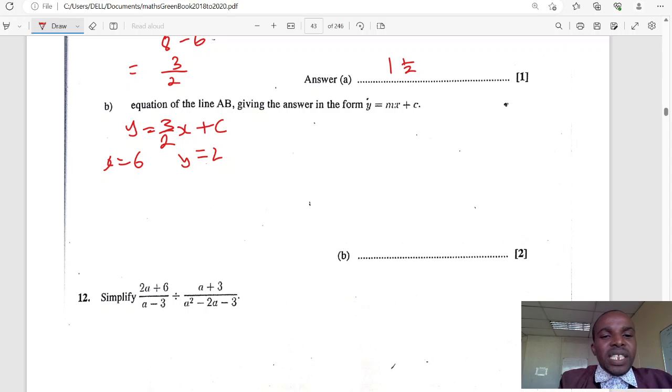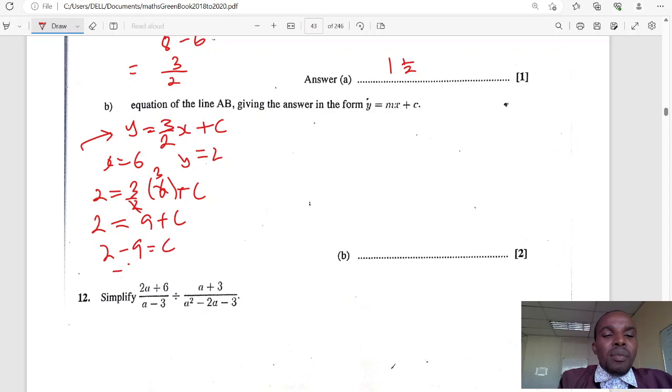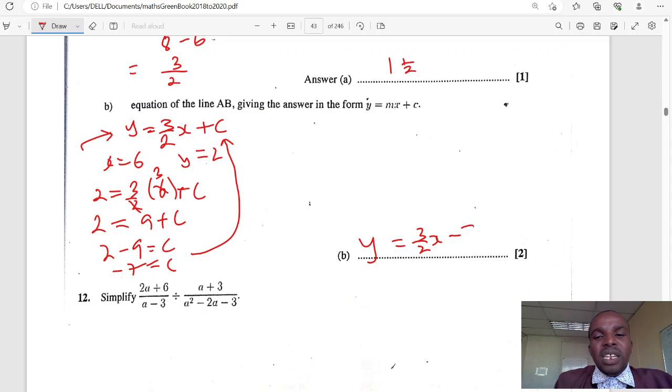So I take x, y2, which is 2 is equal to, substitute in this equation. Then 3 over 2, x6 plus c. Then it will be 2 is equals to 3 over 2 into 6 is 3. 3 times 3 is 9 plus c. Then it will be 2 minus 9 is equal to c. Minus 7 is equal to c. Then you take this value, you substitute it here. It will be y is equals to 3 over 2x. Then minus 7. So this will be the equation of the line.